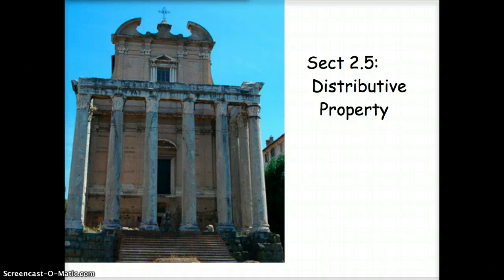Section 2.5, the distributive property. This is a picture I took, and this building is actually across the street from the Coliseum. The building itself was pretty cool, but the really neat thing about this building is its story. With this particular building, it was a mausoleum.